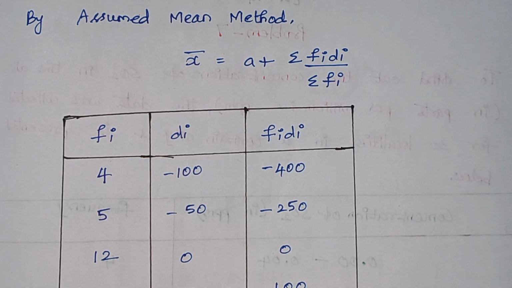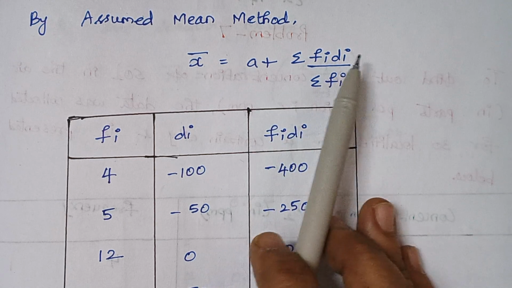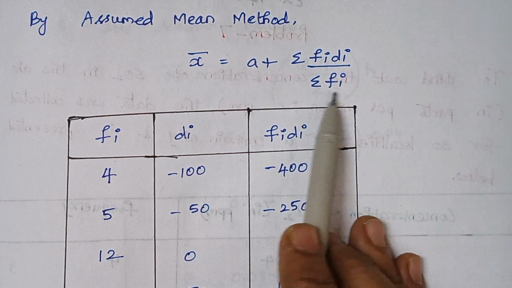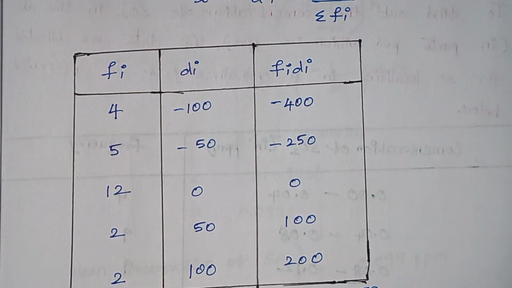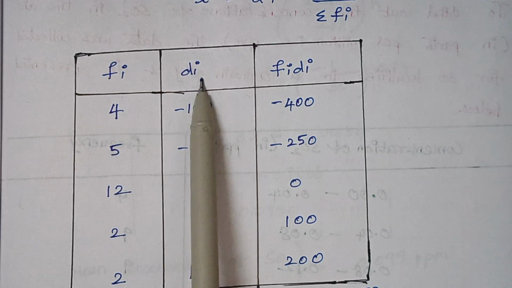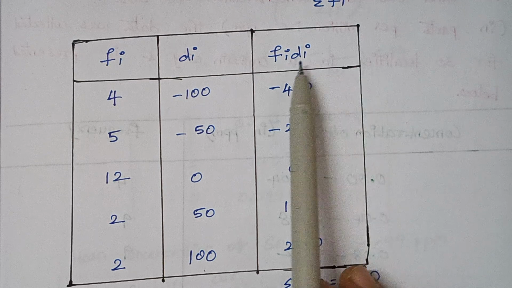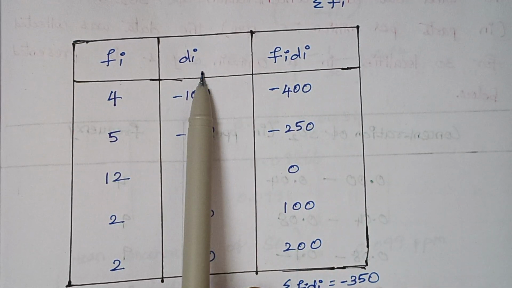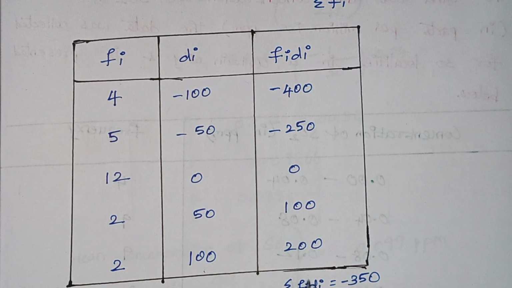Now we are going to solve the same problem by using assumed mean method. So again we start with the formula. So the formula is A plus summation of Fi di divided by summation of Fi. So here you see we know the value of Fi. Okay, this is given in the problem. So di we had already calculated, right? So here I am just multiplying these two values. I had taken the value of di from the previously formed table, right? So Fi into di is written here.